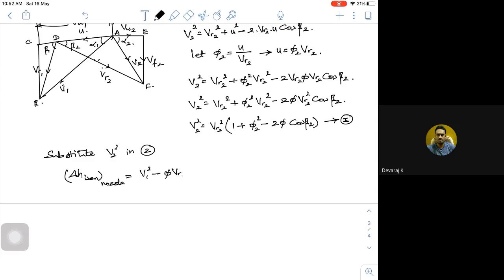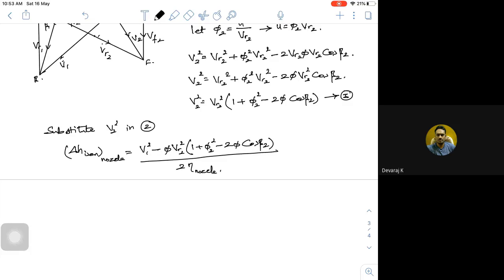phi into VR2 square into, so everything, 1 plus phi 2 square minus 2 phi cos beta 2, whole thing divided by 2 times your nozzle efficiency. If you want, you can open the bracket or you can leave it as it is. Let me call this expression number 4. This is with respect to the stator.